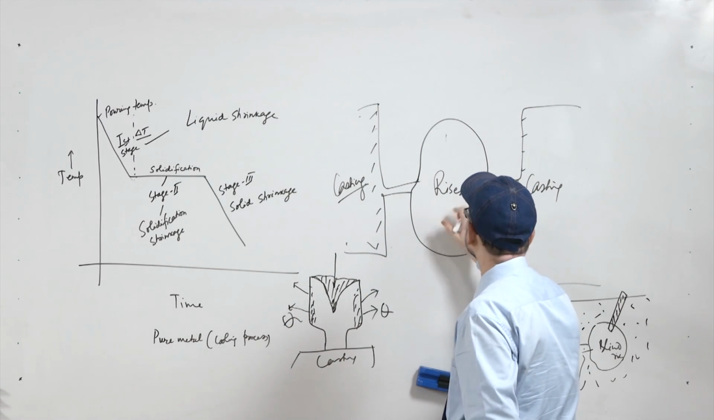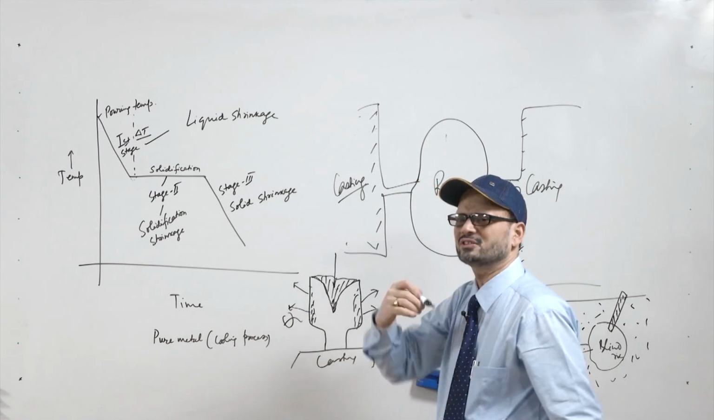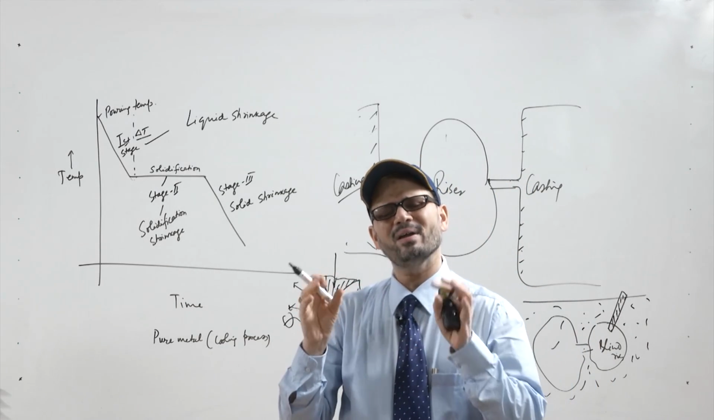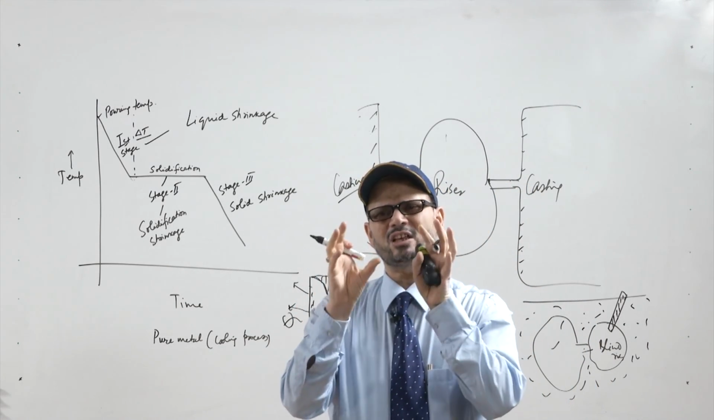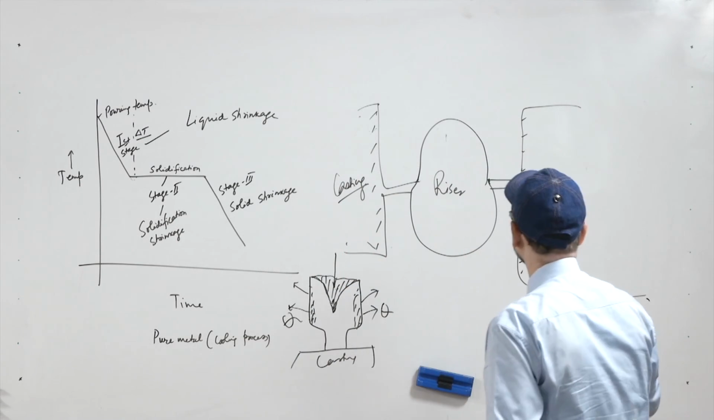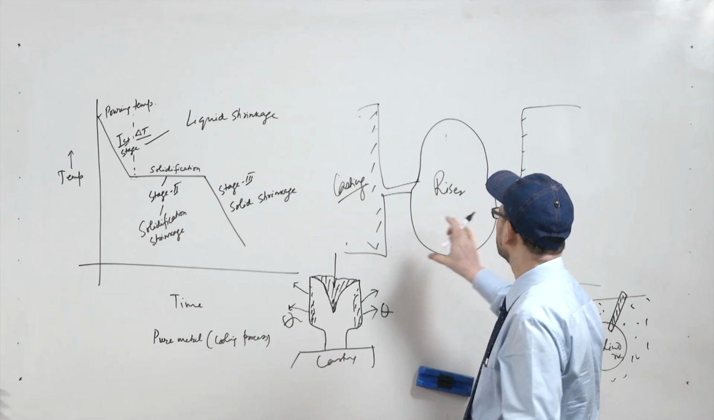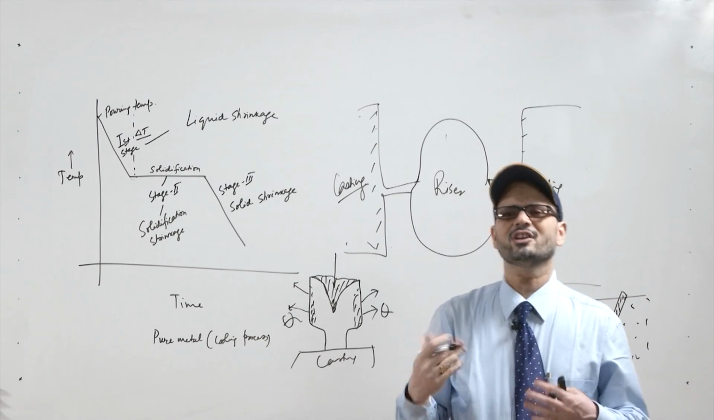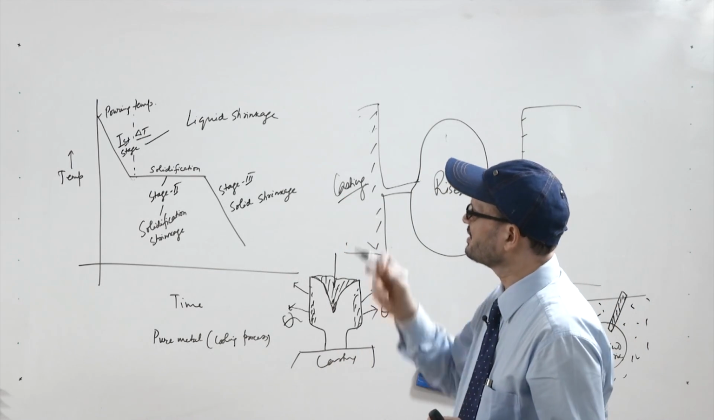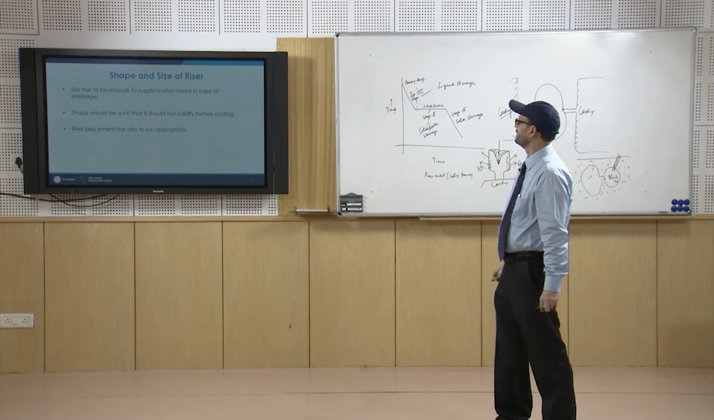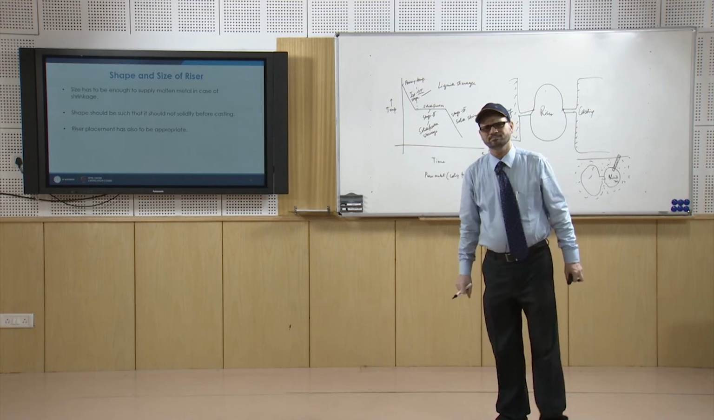So, in those cases the advantage, as we have discussed, is that the riser will be hot for a longer duration of time, and that is why you need a smaller volume of riser as compared to when we can use the riser somewhere else or in other cases. So, these are the different types of risers which are normally practiced. Shape and size of riser.